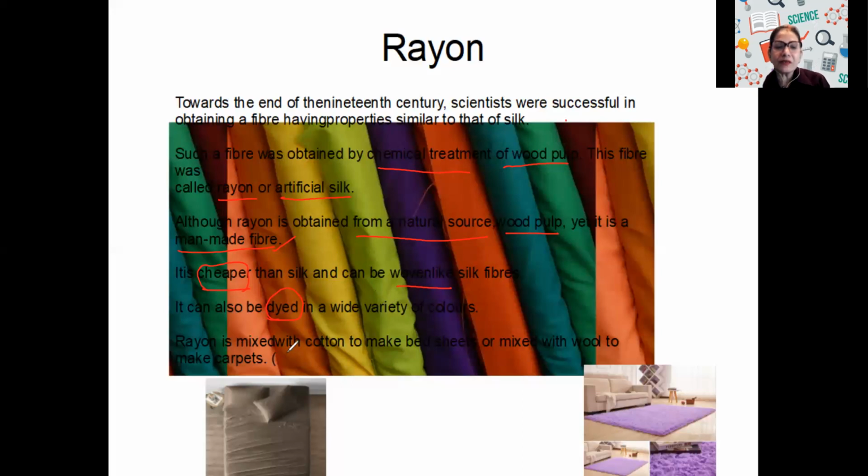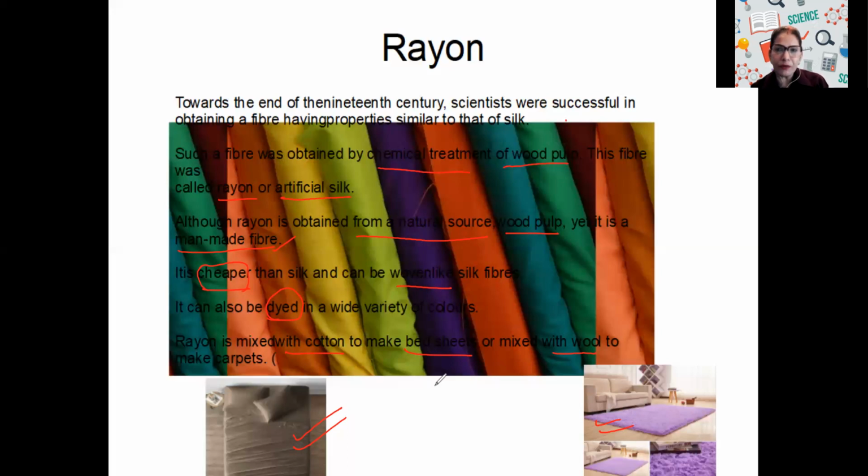Then rayon is mixed with cotton. These days, rayon is mixed with cotton to form bed sheets. If you see this bed sheet, it will have the appearance of silk. At the same time, it will be smooth and comfortable like cotton also. So there is cotton mixed with this rayon. So it is called cotton silk. And it can be mixed with wool to make carpets, like these carpets which you find these days in the markets, they are made of rayon. So rayon is an artificial fiber, or a synthetic fiber, or a man-made fiber, number one.